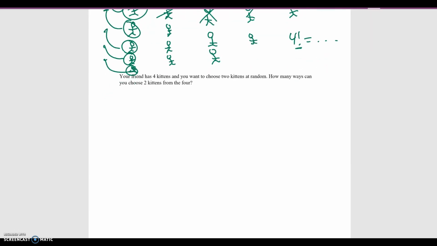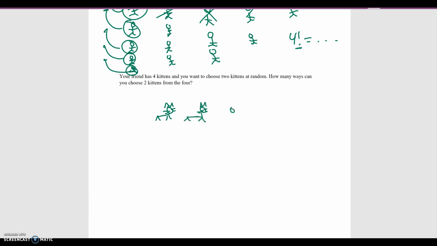Now for this one, your friend has 4 kittens, okay? And you want to choose 2 kittens at random. How many ways can you choose 2 kittens from 4? So we have 4 different kittens. So let me write down all these kittens. Clearly, I do not know how to draw. Okay, so I have my cute kittens.